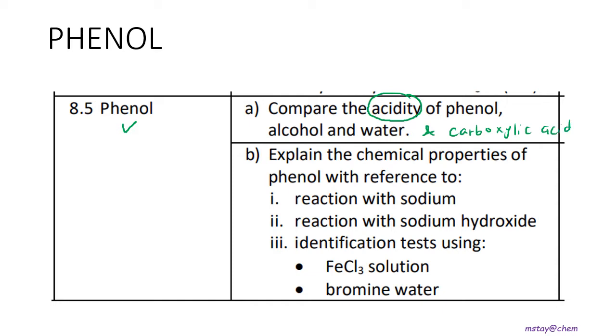So in this video, we will focus on the chemical properties of phenol, where phenol will react with sodium hydroxide, and one more is missing out here, which is the acyl chloride, which has the general formula RCOCl. And then there are two identification tests for phenol, which are the iron trichloride solution and also bromine water.